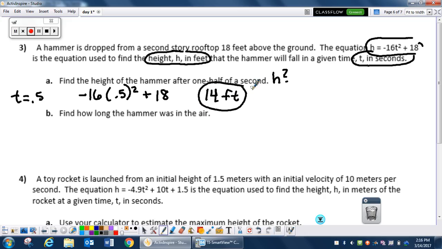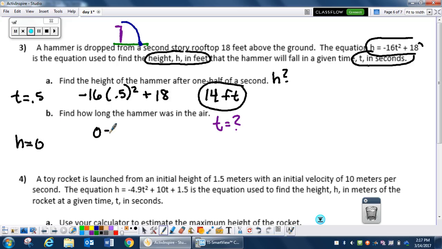Alright, then we want to know how long the hammer was in the air, so we have to figure out a t. Well, the hammer is in the air the whole time. If it's dropping from a 2nd-story window, so assume it's dropping from somewhere up there, and it's going to drop, whoop, and say that's the ground. That means it dropped when it hits the ground. So that would be when h is 0.